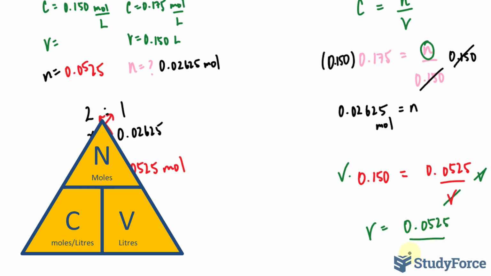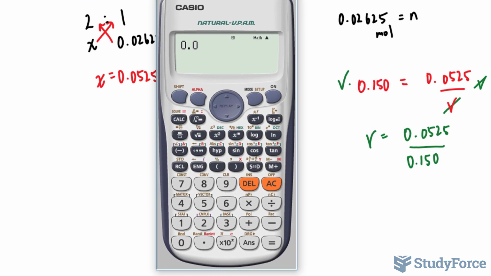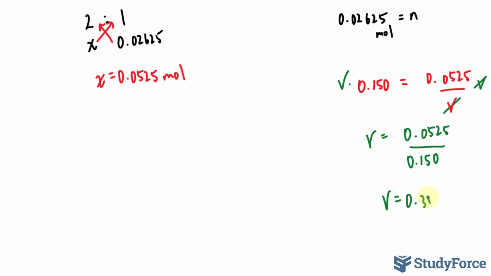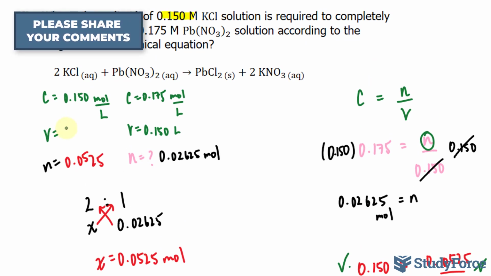Now, a lot of students just memorize the steps. So if you're not familiar with the algebra that I just showed, just remember that if you want to find the volume, you take the number of moles and divide it by the concentration. Also, there is a triangle which you can use to easily calculate the number you're looking for. Now, I'll divide these two numbers out, 0.0525 by 0.150, and that gives me 0.35 liters, which in milliliters is equal to 350. The question, although, doesn't have a requirement, so I'll just write down 0.35 liters.